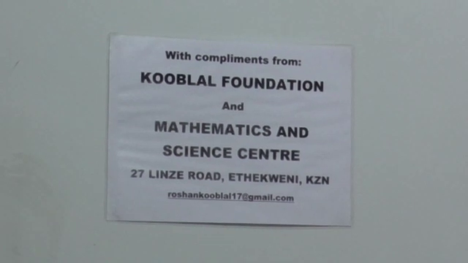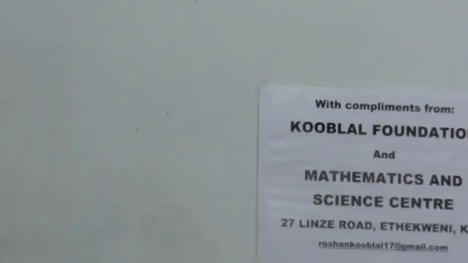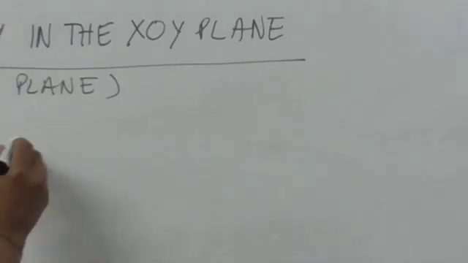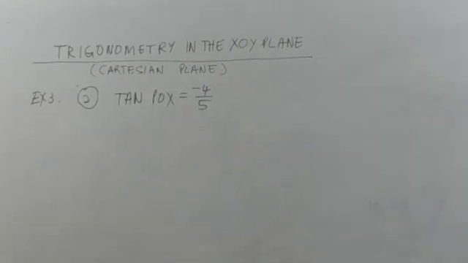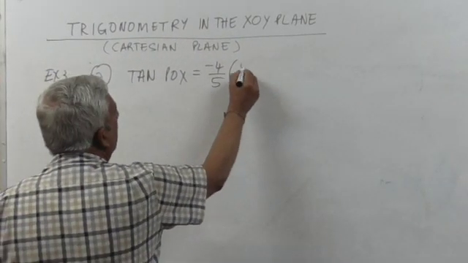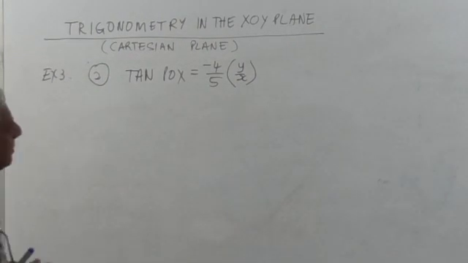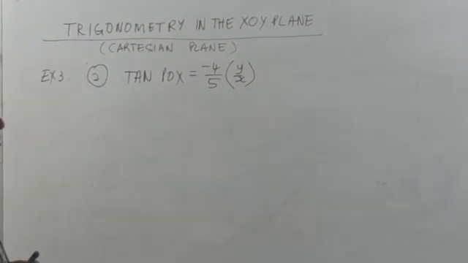Now in number 2, we were told that tan of x is equal to minus 4 over 5. If that is tan, then it is actually y over x. Now, that minus sign could be on top or it could be at the bottom.